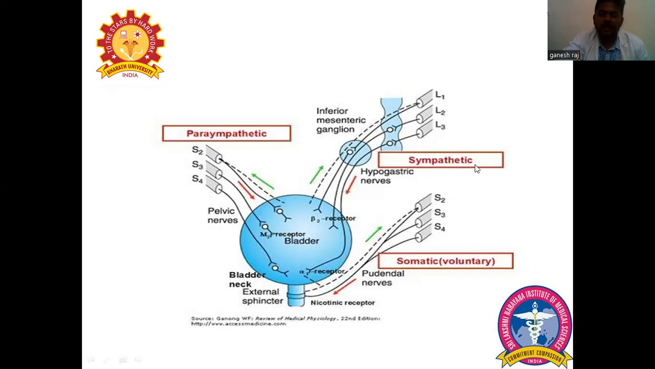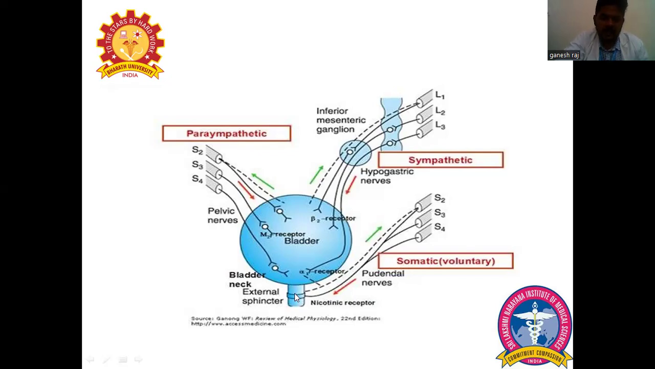Next, coming to the sympathetic nerves. The sympathetic nerves come from the L1, L2 segments. They are called the hypogastric nerve. What they will do is relax the detrusor muscle and contract the internal urethral sphincter. So this will cause filling of the bladder. The nerve for filling is the sympathetic nerve, and the nerve for emptying is the parasympathetic nerve.